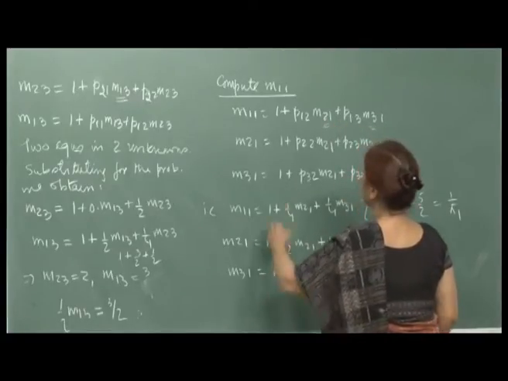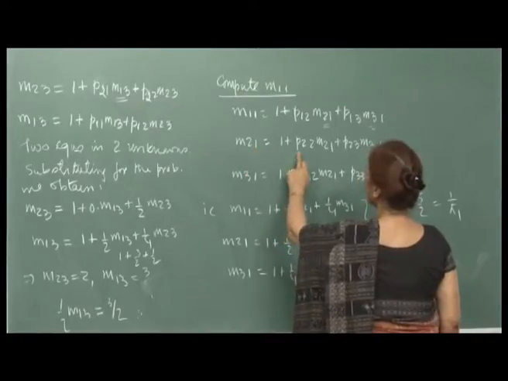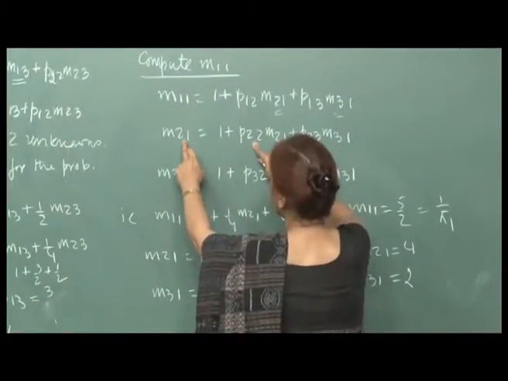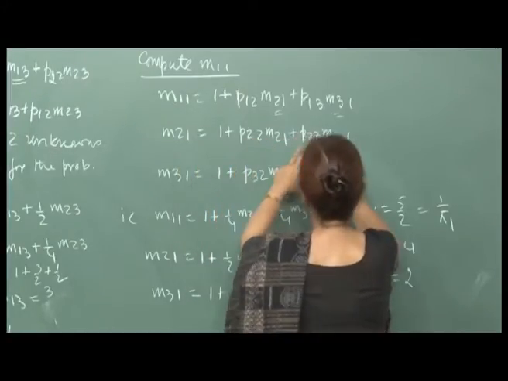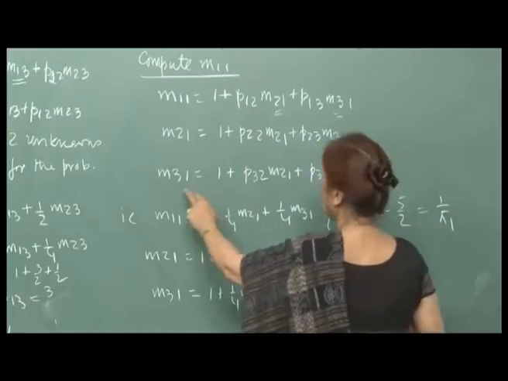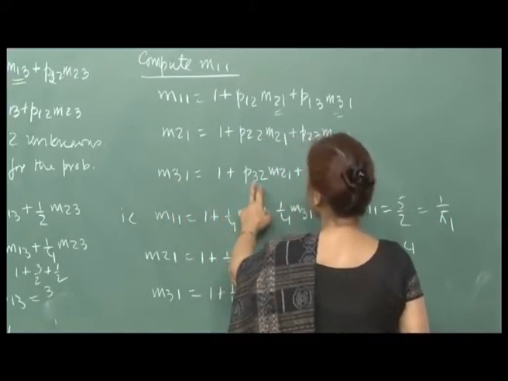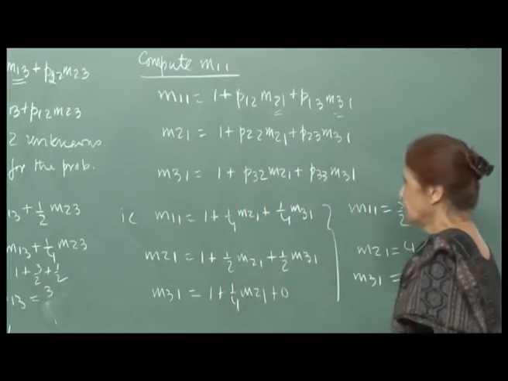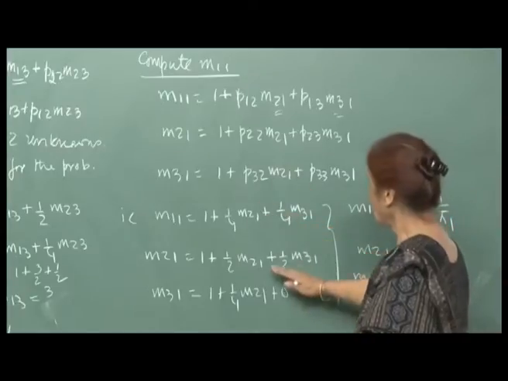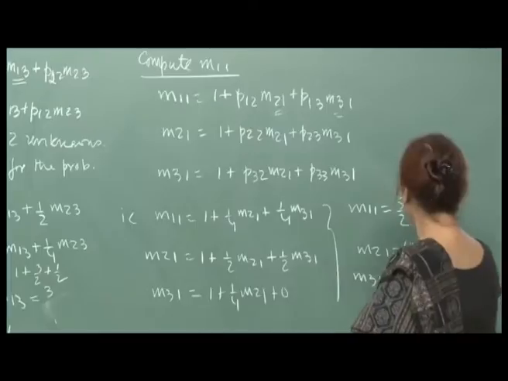So, 3 unknowns are there, therefore 3 equations. M21 will be 1 plus, again your k is not equal to 1, P22 M21 plus P23 M31, and then finally, when you write it down for M31 it will be 1 plus P32 M21 plus P33 M31. And so, substituting for probabilities I get these equations, and again in a very simple way you can solve them.